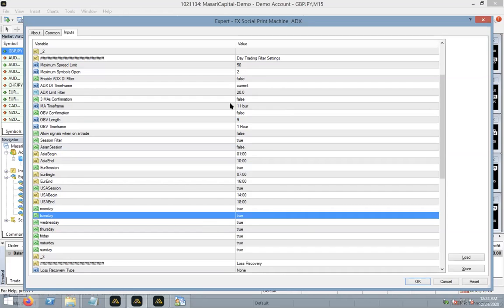Oh, why not turn Asian? Why do you turn Asian session off? Because what the bot does, it trades trendy markets, and the markets trend most during the New York and the Europe session, which is London. So, the market's barely moving, and it takes a trade.